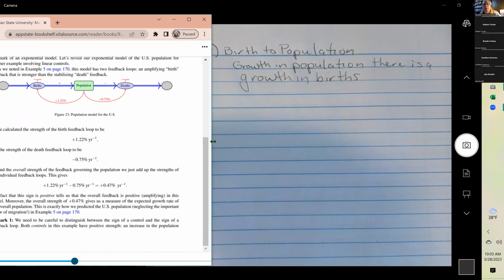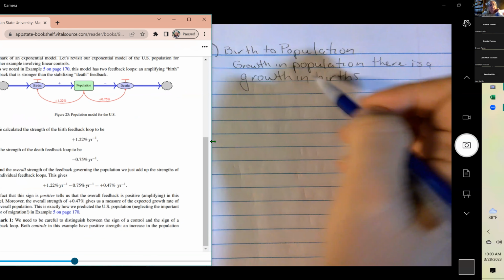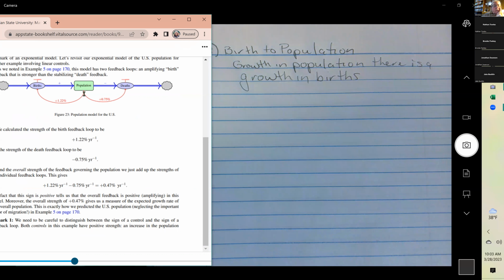For the first part, it's always a growth. So wherever the arrow is starting, and it's starting here and then going here, whatever it's starting is always a growth. If it's a plus, then this is also a growth. If it were a minus, then this would be a decrease.